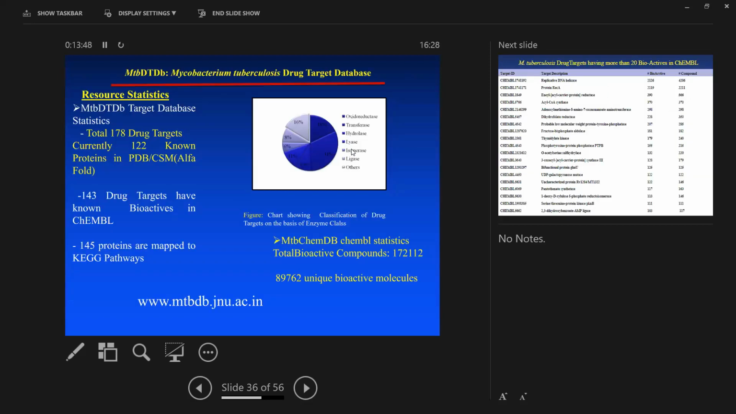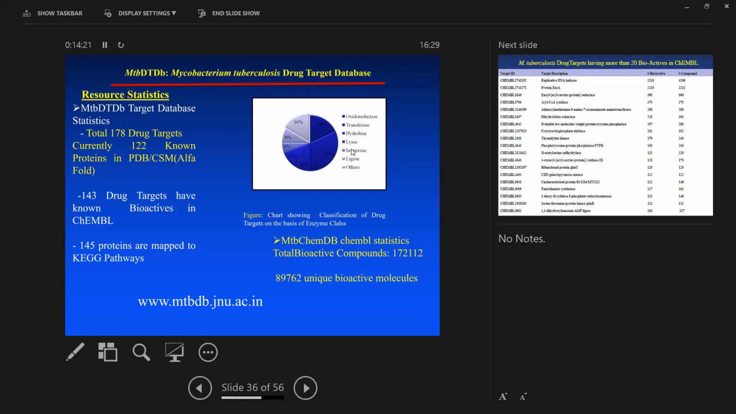So again, we made an MTB drug target database using some known drug targets from ChEMBL as well as from the literature. We made 170 drug targets and 122 known proteins in PDB or AlphaFold structures, and we are trying to incorporate them into the database, along with the known active compounds that map to the given targets. 143 drug targets have known bioactives in ChEMBL. Some of them, as I told you, are repeated. Some claim targets, some repeat assays have been done. And 145 proteins are mapped to KEGG pathways in MTB.